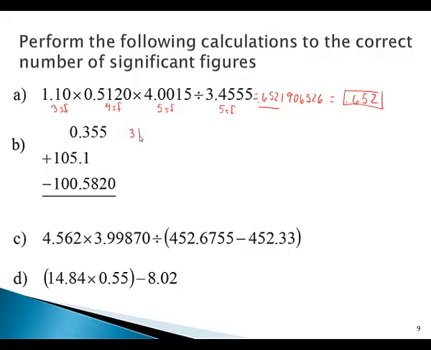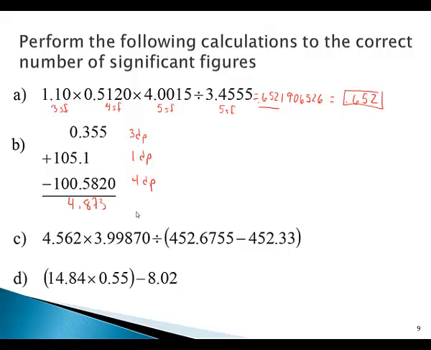This is 3 decimal places. This measurement has 1 decimal place, and our final number has 4 decimal places. When you add this and subtract this, it comes out to be 4.873 on our calculator display.